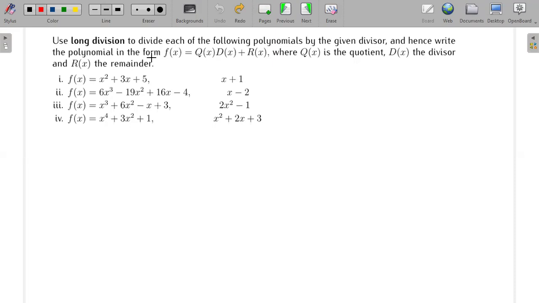So they're saying use long division to divide each of the following polynomials by the given divisor, and hence write the polynomials in the form f(x) = q(x)d(x) + r(x), where q(x) is the quotient. In short, when you divide, the answer you get, the definite part of it, is the quotient. And then you have the divisor, what you've been dividing by, and then you have the remainder, which is r(x). So let's begin from the first one.